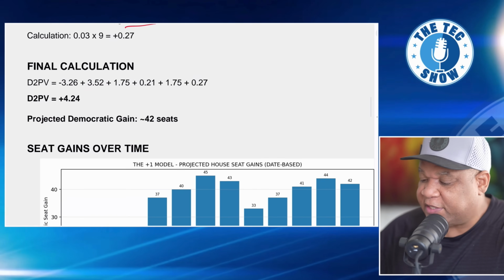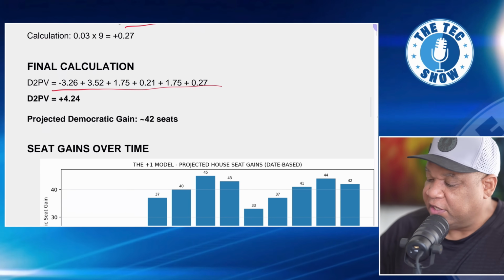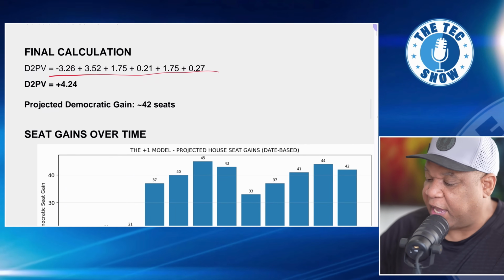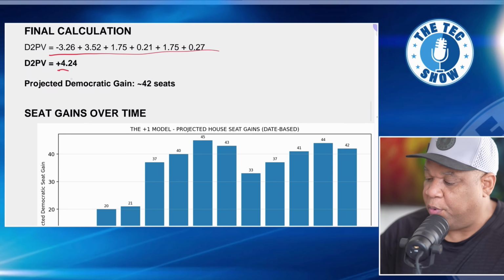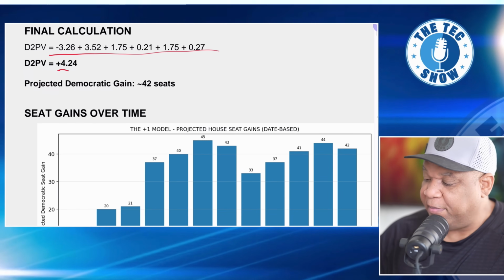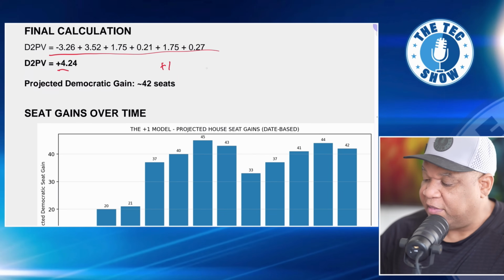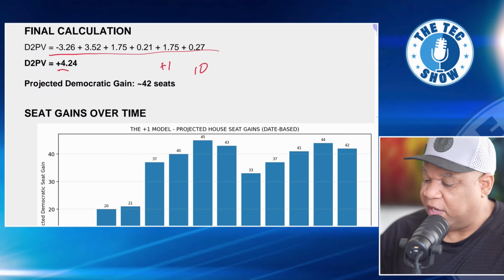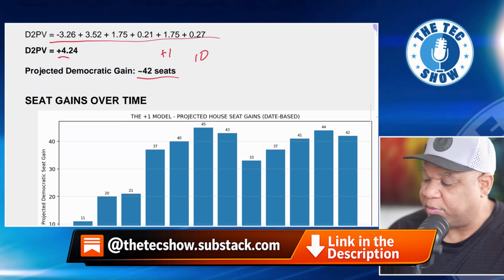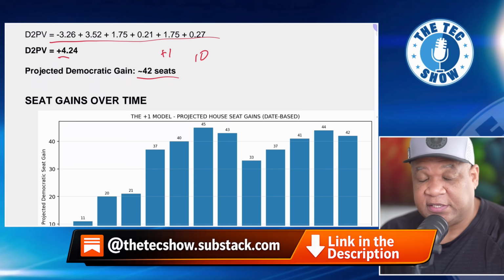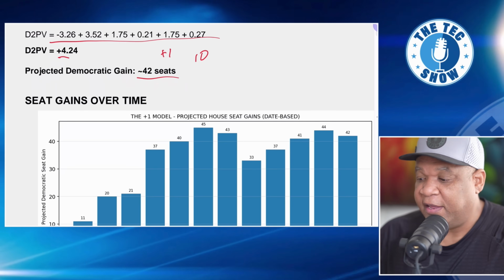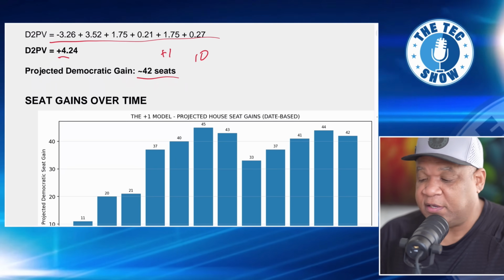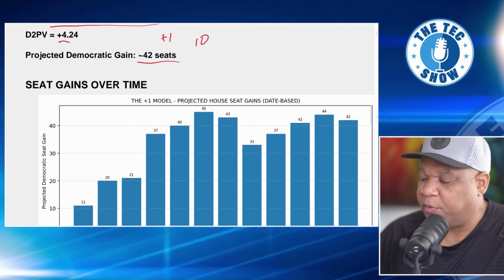Okay, so let's get to the final calculations. So the final calculation we're looking at is 4.24. And what that means is for every 1 point, that equates to 10 seats. And so when we come down here, projected Democratic gain is 42 seats. Now, 42-seat gain, that's a wave. That's a blue wave. And so that's where we are right now.